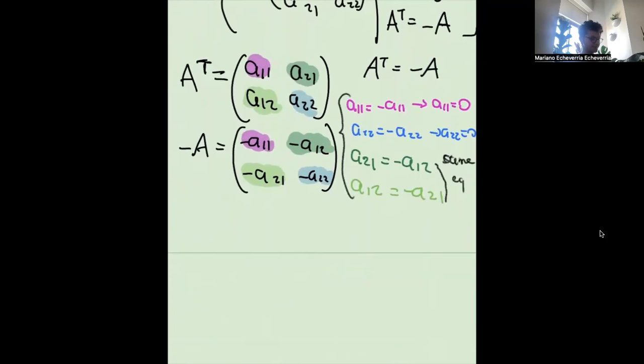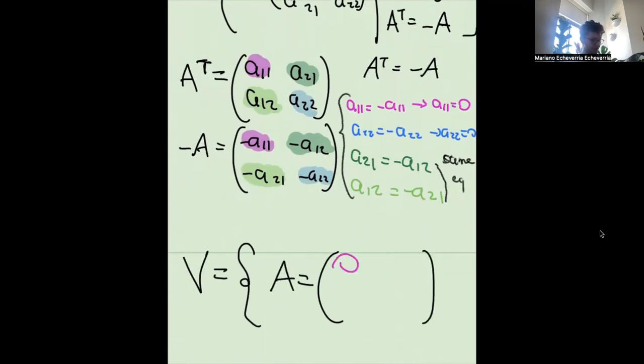So let me just write it this way. V is really the same as those matrices where the first entry is 0, the fourth entry is 0, the second entry is whatever it wants to be, but then the third entry is forced to be minus A12. Okay, so a matrix of this form is skew symmetric. Is that making sense? So these are all the skew symmetric 2 by 2 matrices.